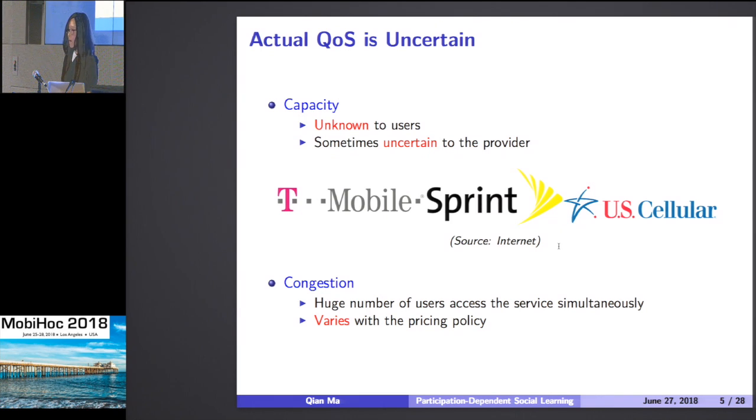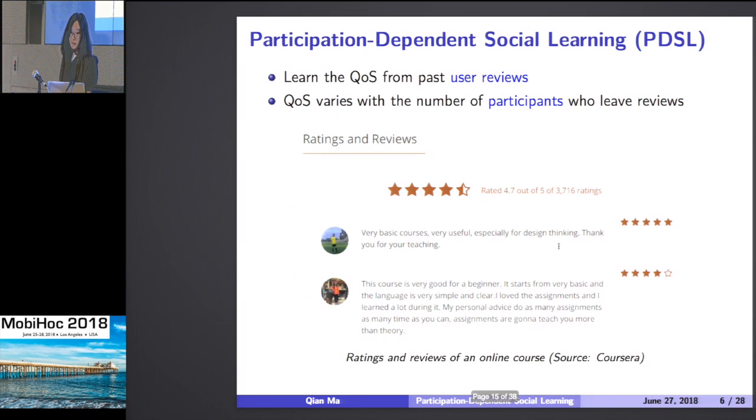Then how can we resolve the uncertainty of QoS? This results in our proposed participation-dependent social learning. By social learning, we mean that users can learn the QoS from past user reviews. And since the QoS varies with the number of participants who leave reviews, it is called participation-dependent social learning. This figure is an example of ratings and reviews of an online course provided by Coursera. We can see that for this course, we have about 4,000 ratings, and the average rating is 4.7 out of 5. So as a user, before I decide to subscribe to this course, I can learn the QoS information from the user reviews.